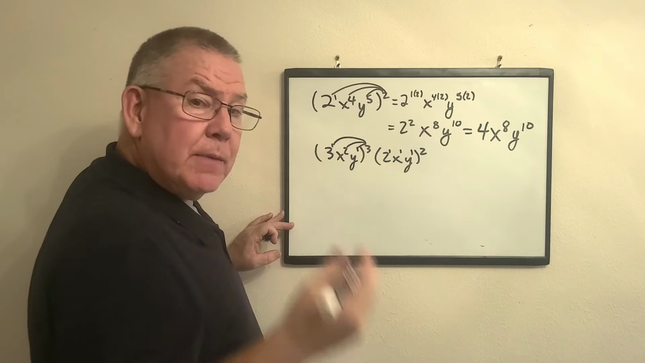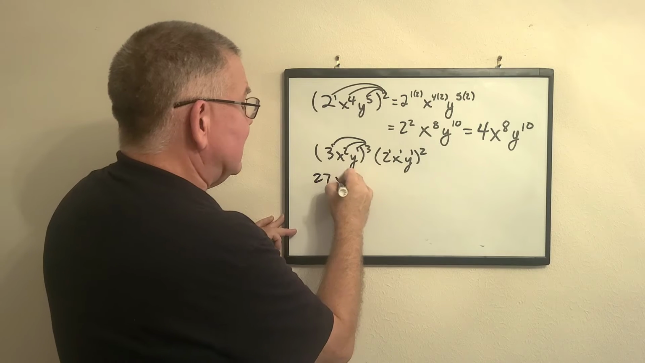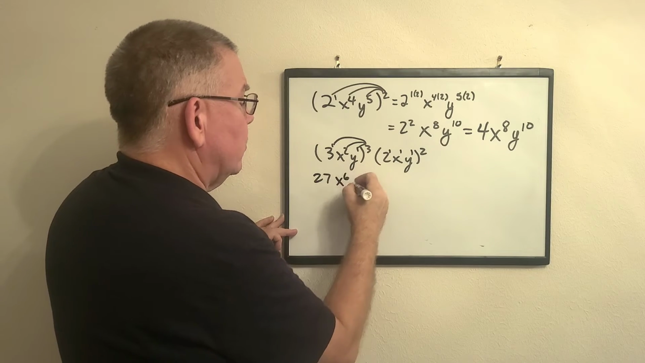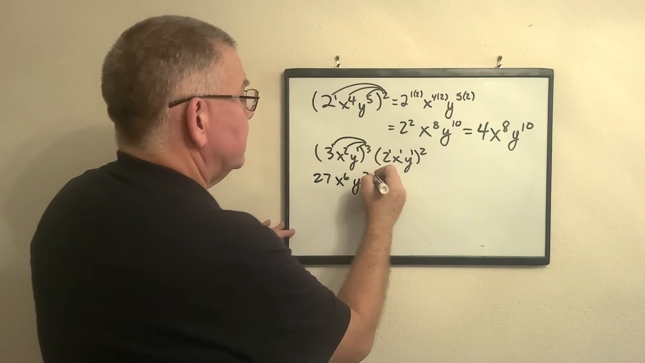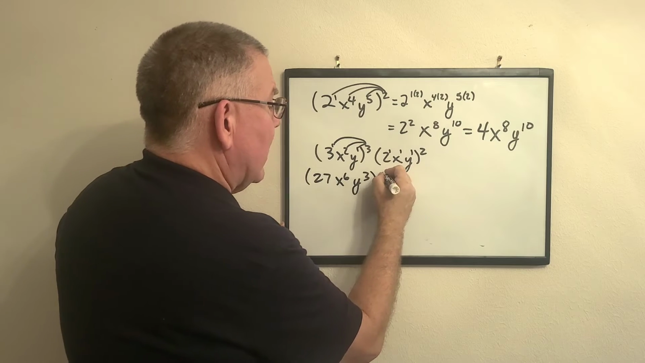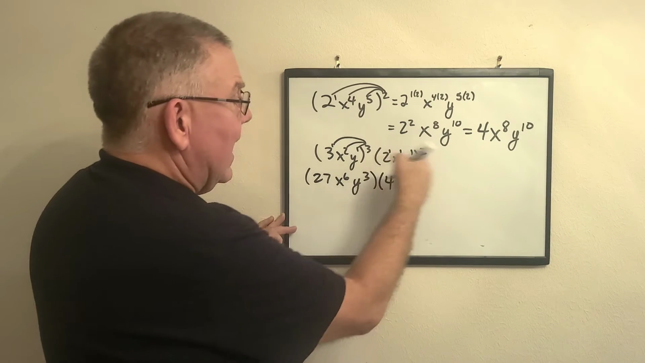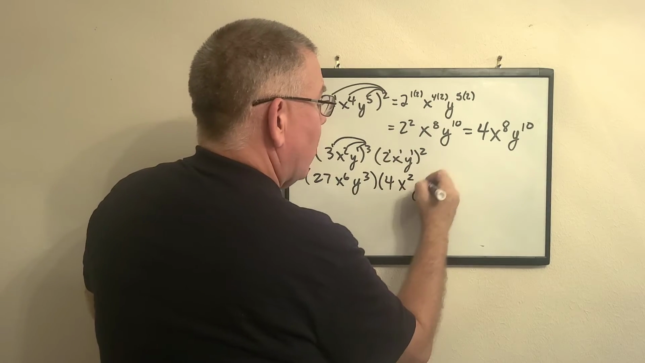So 3 cubed, 3 times 3 times 3 is 27. X to the 2 times 3 is x to the 6th, and y to the 1 times 3 is y cubed. Hopefully I'm not going too quickly, all right? Now, 2 times 1 is 2. 2 squared is going to be 4. X to the 1 times 2 is x squared, and y to the 1 times 2 is y squared.